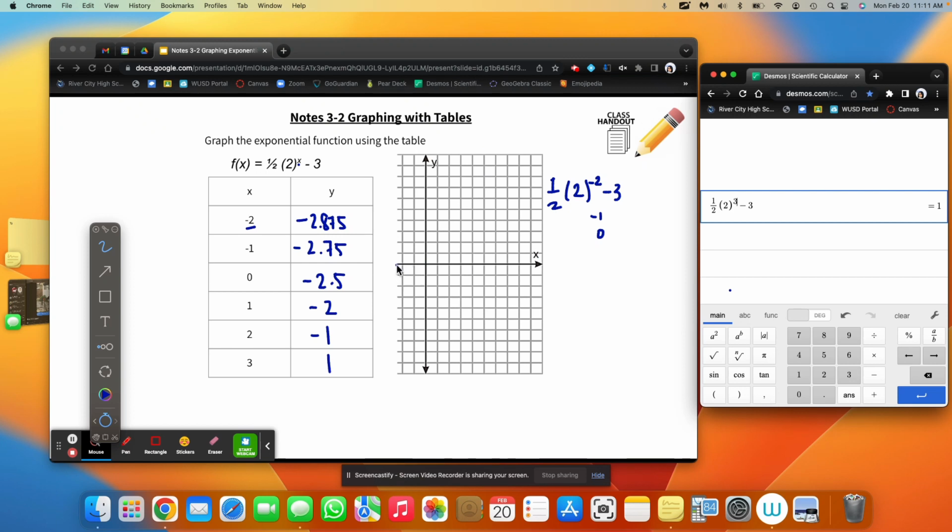So now we can plot these points. Starting at negative 2, we have negative 2.875, which is almost negative 3. So 1, 2, 3. So maybe that might be right here. Then we have negative 1, negative 2.75, so a little bit higher. And then we have negative 2.5, then we have negative 2. And then at 2, we have negative 1, and at 3, we have 1. So we can see here that we have our exponential function, and it's going to continue going up forever.